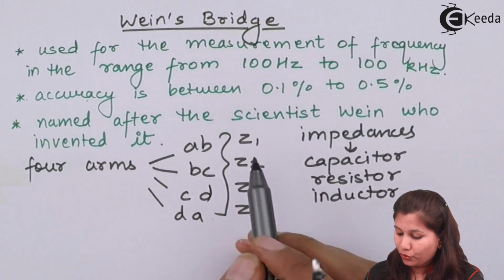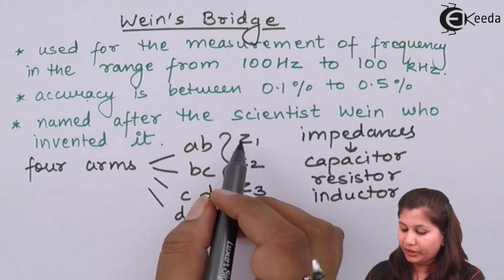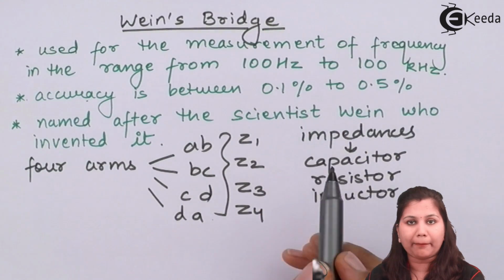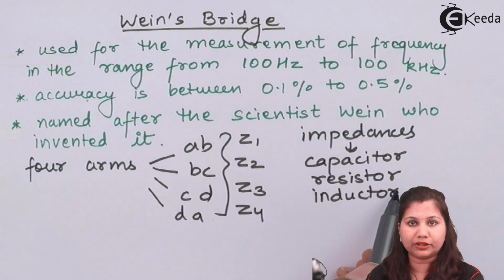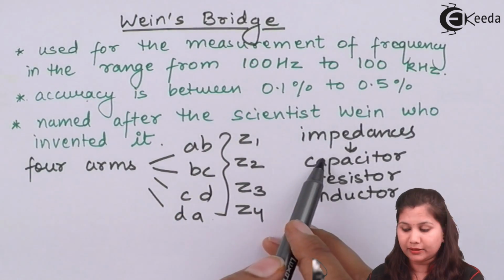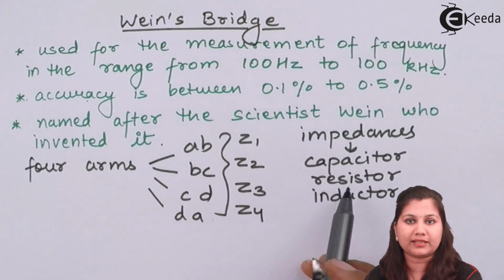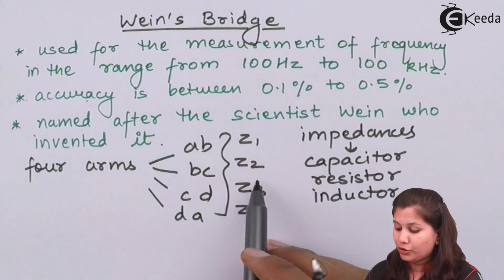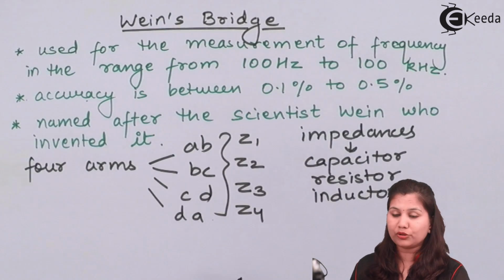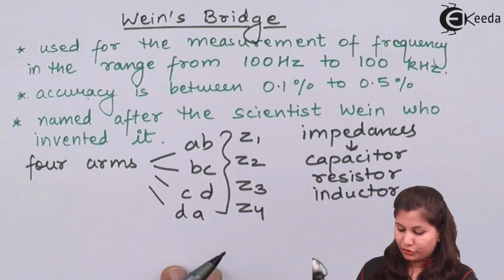Now out of these 4, Z1 is the unknown impedance which we want to measure. Here we are measuring the frequency. Frequency is associated with the capacitor and with the inductor also. So here our unknown impedance will be a capacitor, and the known impedances will be a combination of a capacitor or a resistor. As in a resonance circuit we measure the frequency, here also we are going to measure the frequency with the help of this bridge.